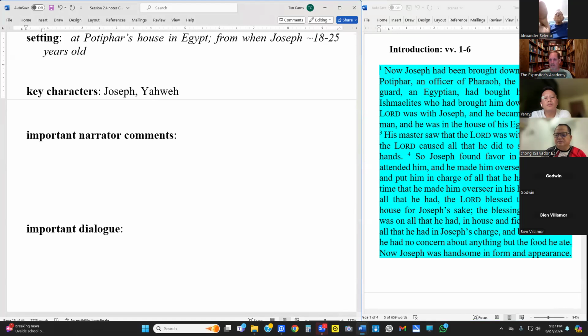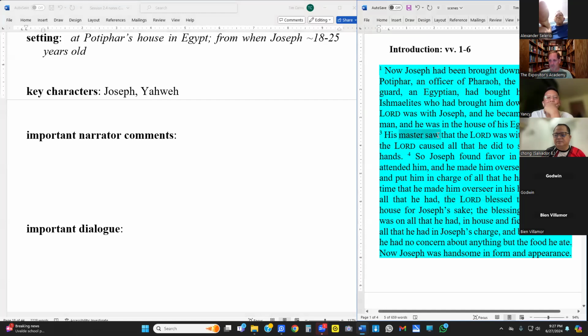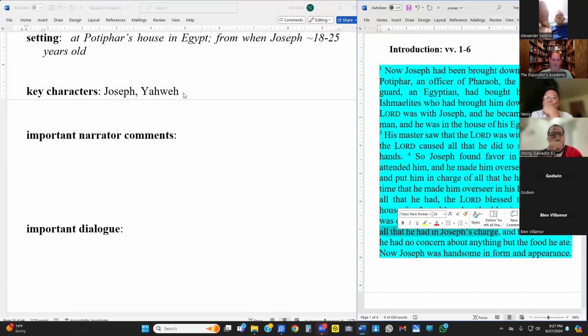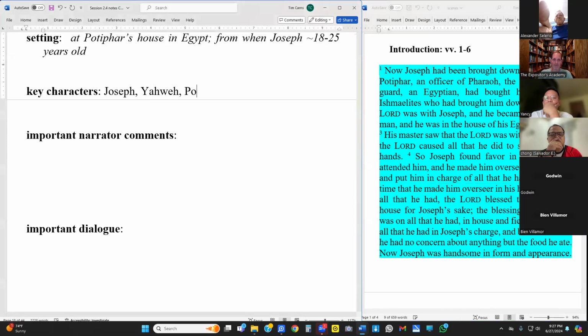And then we might even include Potiphar. Even though Potiphar doesn't really do anything here, he is mentioned several times. His master saw the Lord was with him. The master made him overseer in the house. He left Joseph in charge. So Potiphar is recorded as doing some things here. So even though there's no dialogue, these still are 3 prominent characters in this particular section.